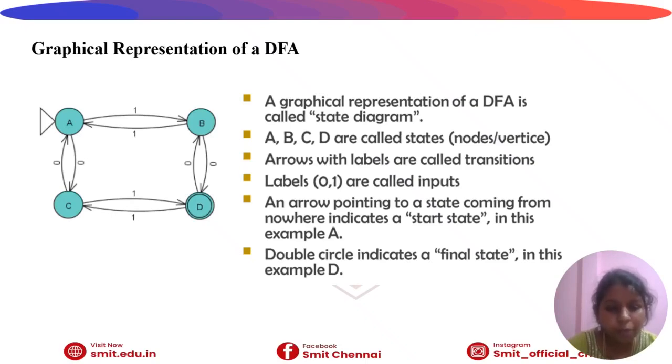For example, A goes to B at the input 1. The arrow mark represents the transition from one state to another. The initial state is represented by an arrow mark in front, and the final state is represented by a double circle.